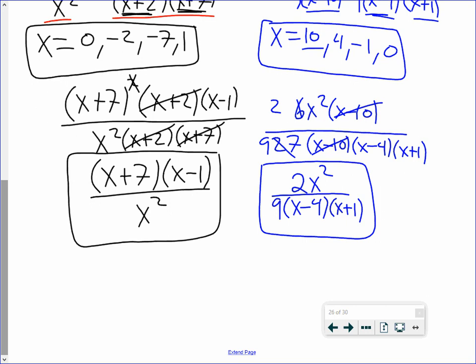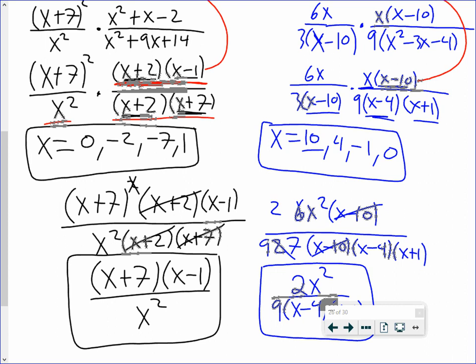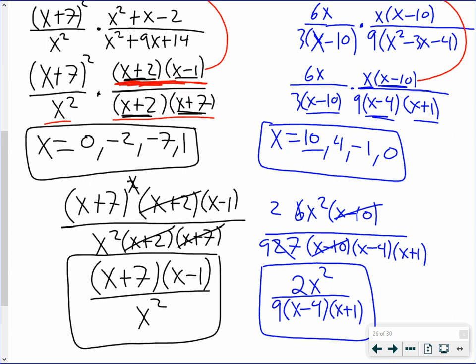Okay? This stuff really isn't that much different than multiplying rational expressions, so what I want you guys to do now is pause the video and try to do number 3 and number 4 on your own. In a few seconds, I will post the answers on the board, and you can double check your work with mine.